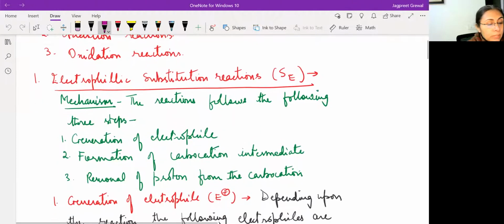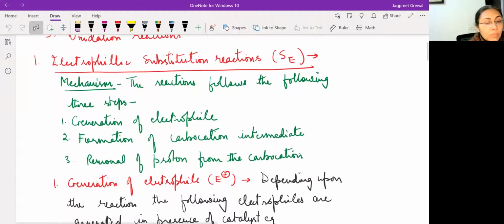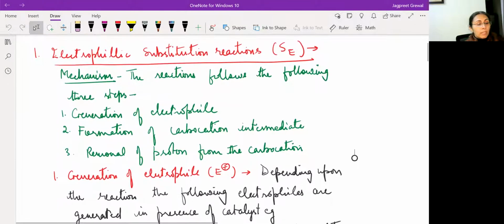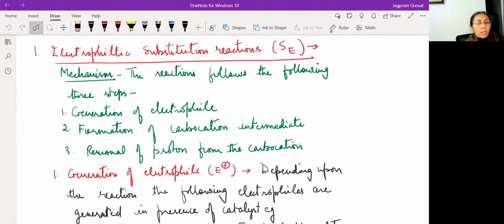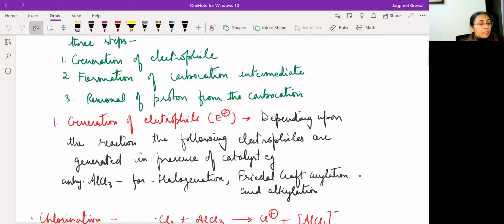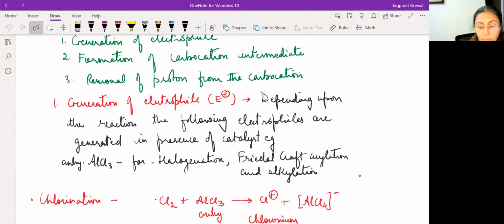Before we go on to the reactions, let's study the mechanism. How does benzene react? How can it react? Now, mechanism, it has three steps. That is generation of electrophile, then formation of carbocation intermediate, and removal of proton from the carbocation intermediate. Next thing is, let's do the first step, generation of electrophile.